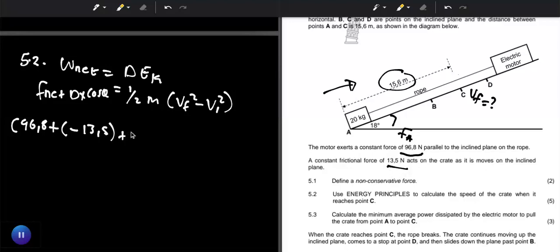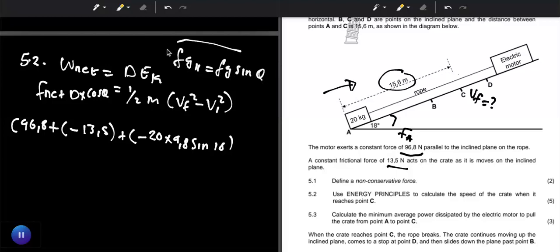And the other thing I'm going to say plus, open bracket, negative, my FG parallel. It also opposes the motion because it's acting down the incline, which means it's going to be negative. Let me just write it like this, I'm going to indicate it above here. So for this one, it's going to be 20 times 9.8 sine of 18. You guys know that your FG parallel is the same as FG sine theta. Just take a note of this. Okay, I hope you know that.